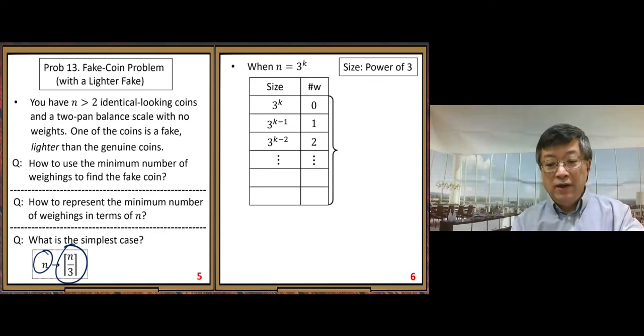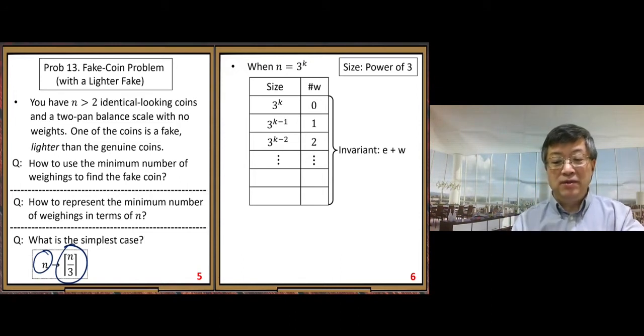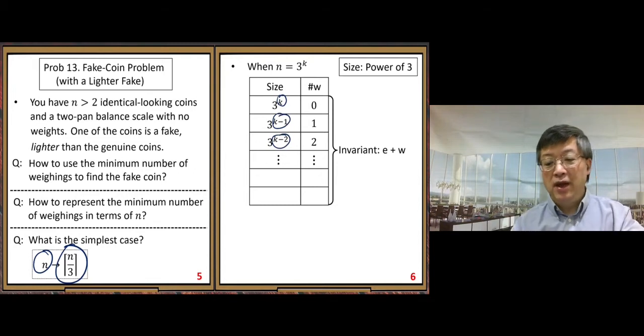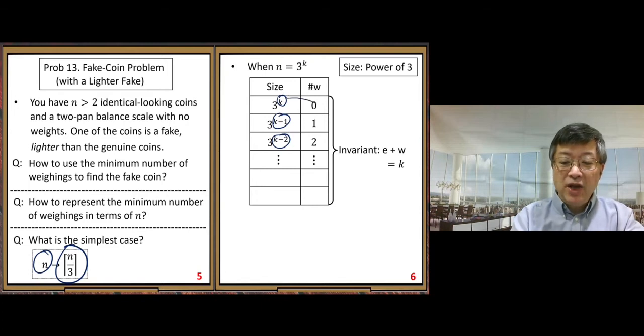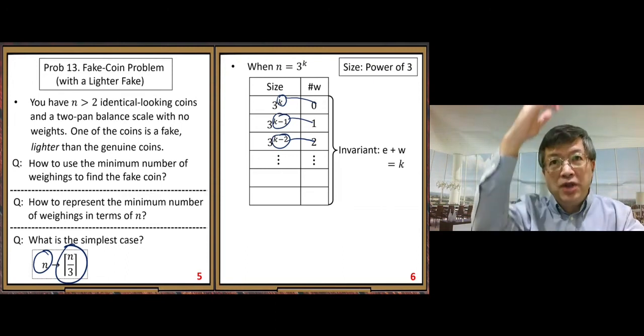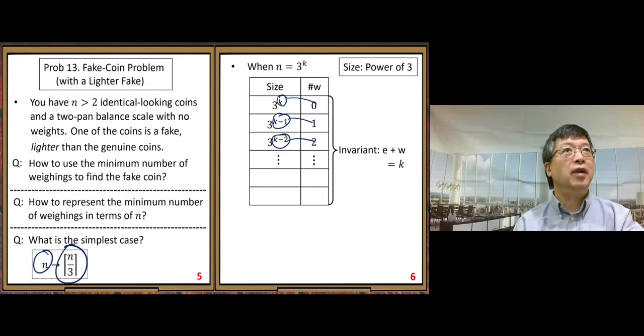So you can see the invariant E plus W. E means exponent number, W is the number of weighings here. E plus W equals K. K plus 0, K minus 1 plus 1, K minus 2 plus 2 equals K. That is the invariant. With this invariant, we can keep track of all the numbers.